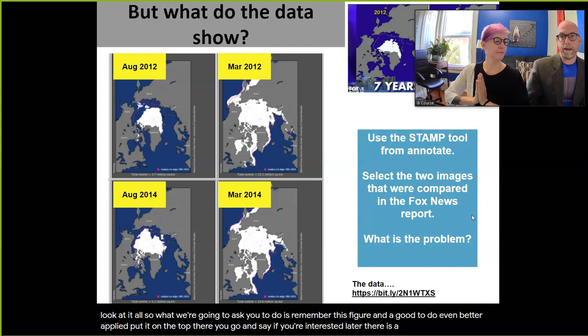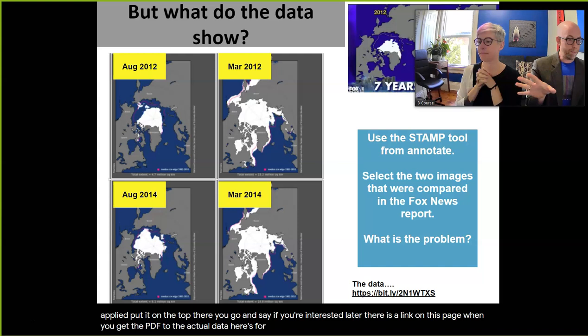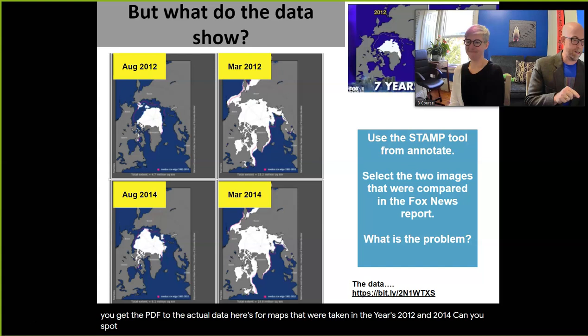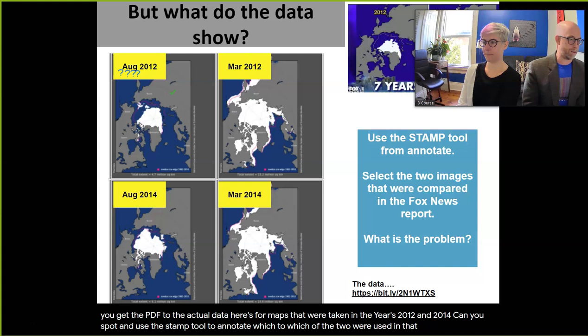Here are four maps that were taken in the years 2012 and 2014. Can you spot and use the stamp tool to annotate which of the two were used in that Fox News report? And then tell us what the problem is.